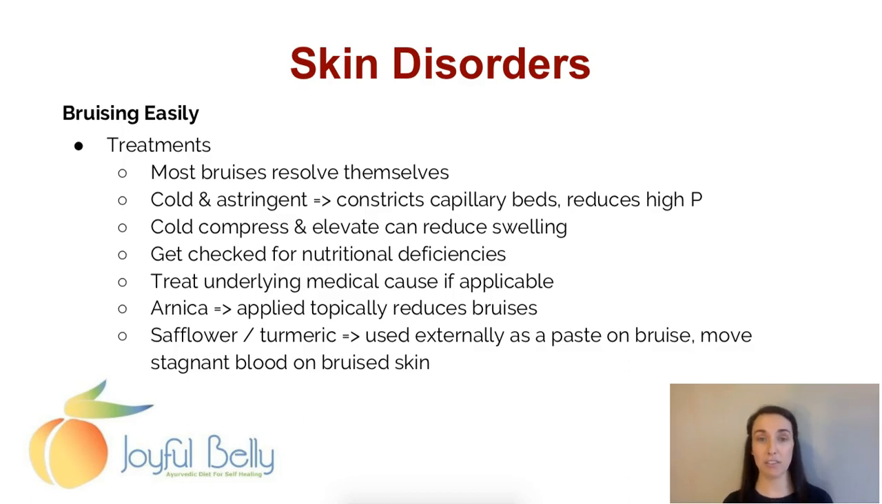Arnica is a herb often used in skin lotions that can be applied topically to reduce bruises. Safflower and turmeric can also both be used externally on a paste, as they help move stagnant blood under the bruised skin.